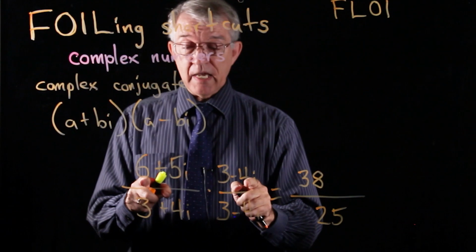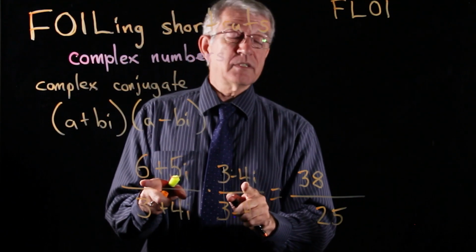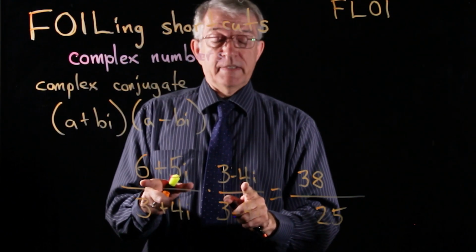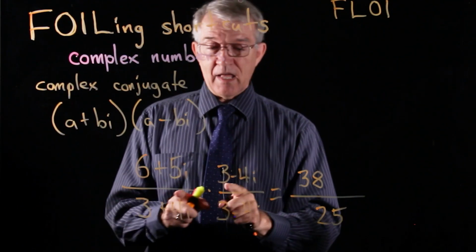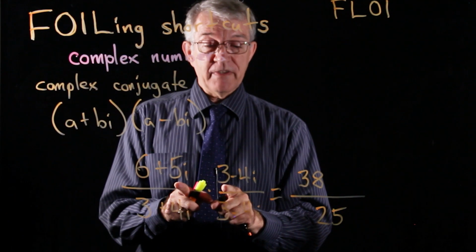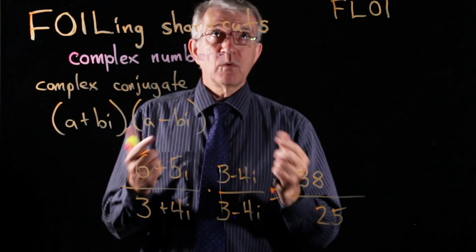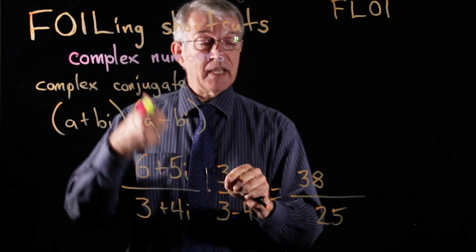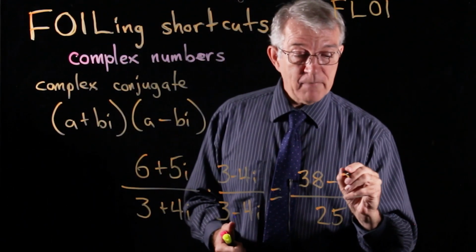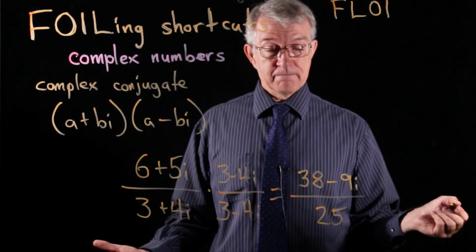And then the outside, 6 times 4 is negative 24. Say it a couple times. Negative 24, negative 24. I've got that locked in. And then 5 times 3 is 15. 24 minus 15 is 9. The 24 was bigger. Its sign was negative, so my 9 is negative: minus 9i.